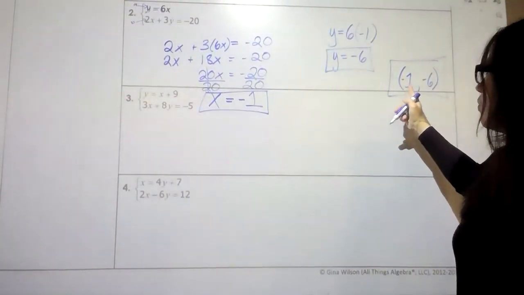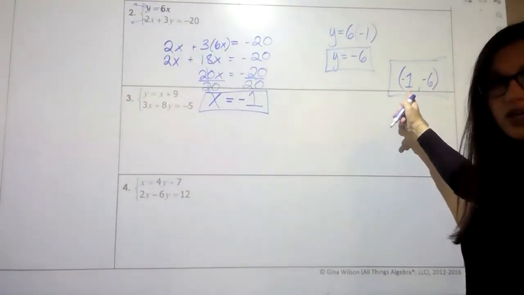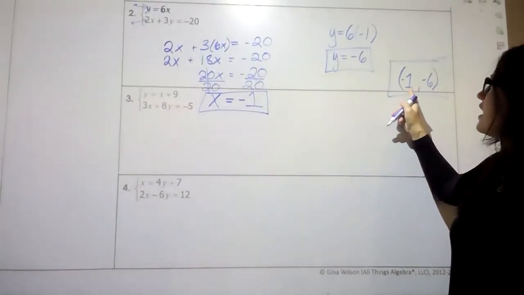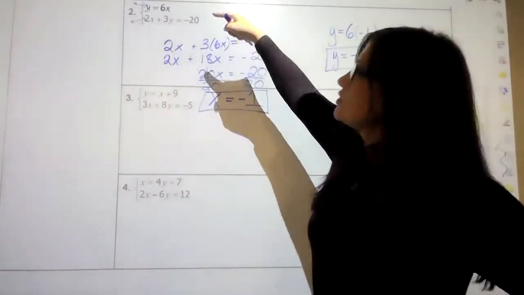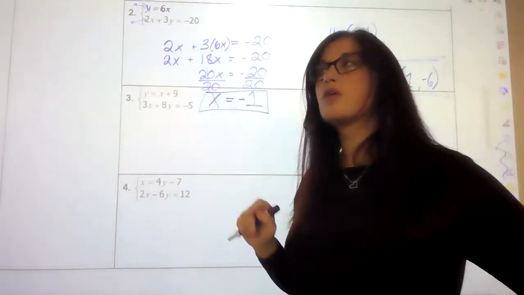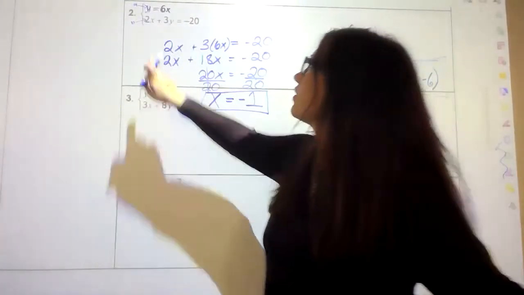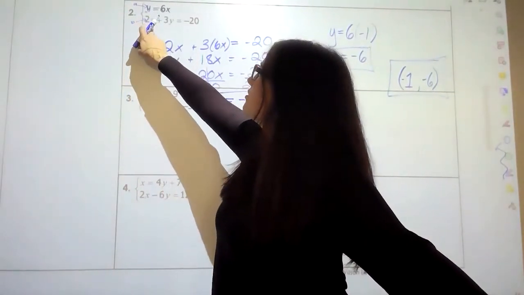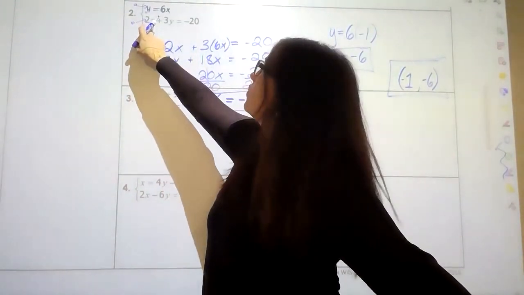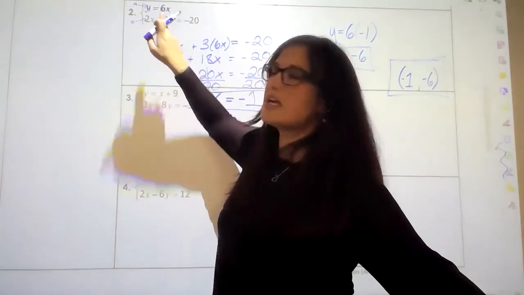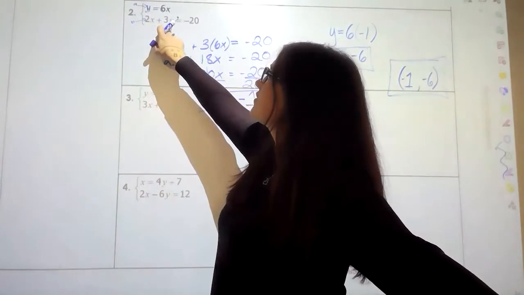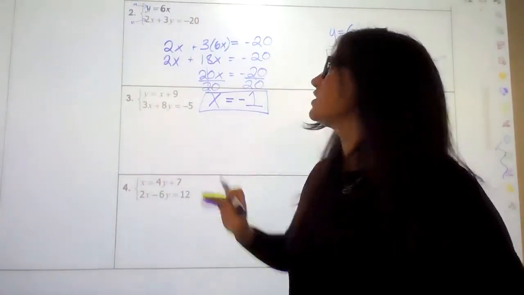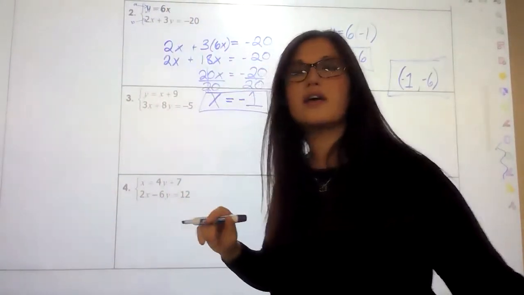So let's think about, what does this mean that this is a solution? This means that if I plug in the numbers negative 1 and negative 6 to either equation up here, those equations will be true, okay? 2 times negative 1 is negative 2, plus 3 times negative 6 is negative 18. So negative 2 plus negative 18 is negative 20, okay? So it worked there, it's gonna work there.